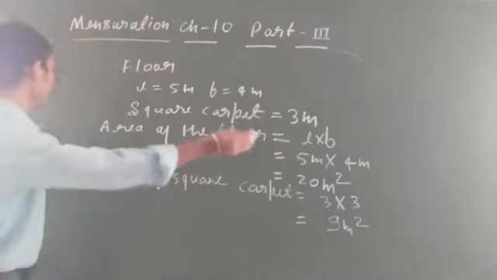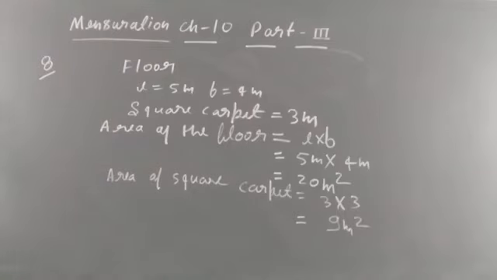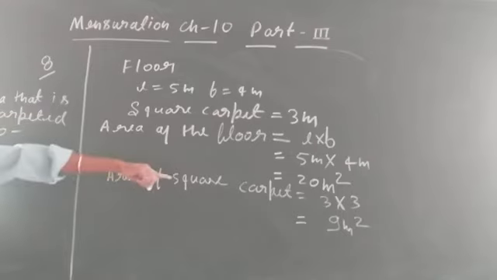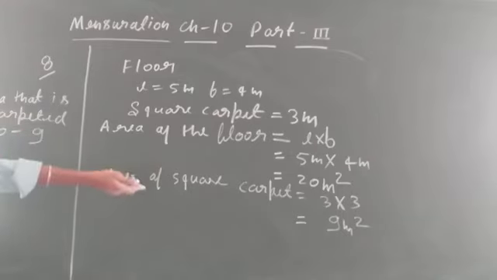Simply, here I write: area that is not carpeted equals what? Total area of the floor, 20, minus area of the square carpet, 9, because only 9 meter square carpet is there. It will become 11 meter square. Is that clear, student?